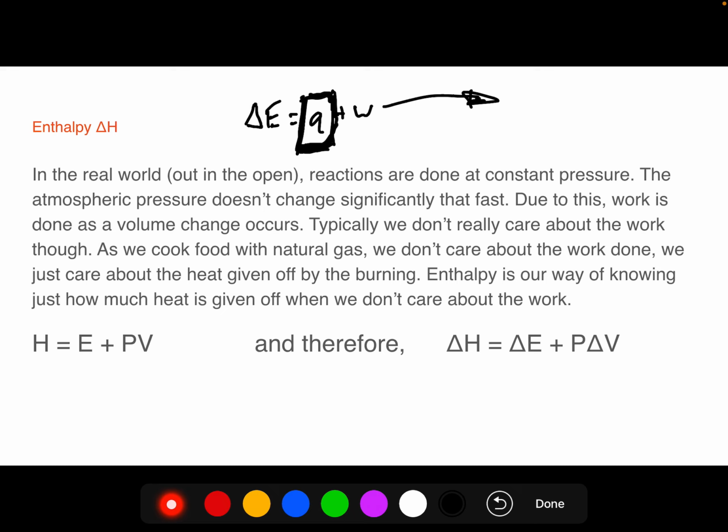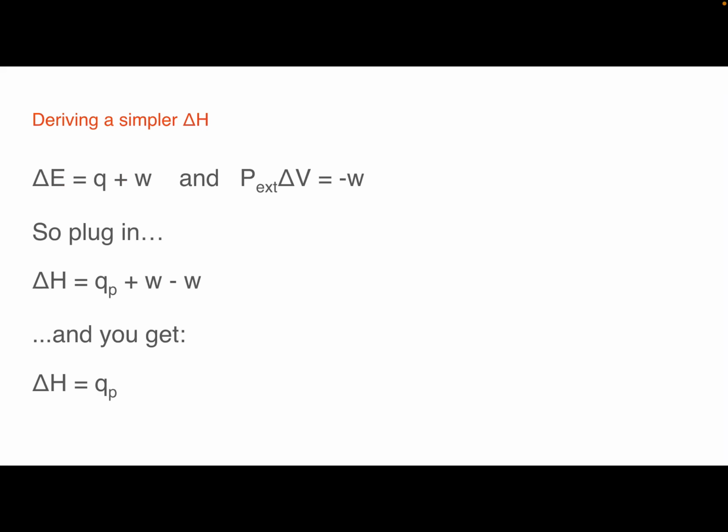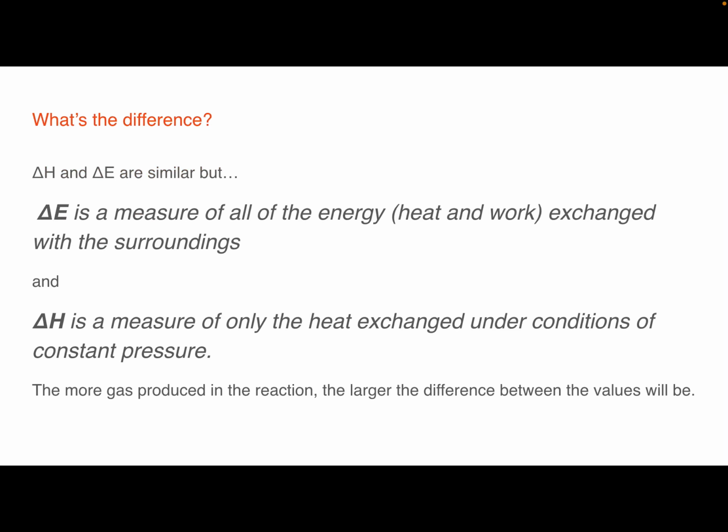So remember that work was negative P external times the change in volume. So basically what this equation is saying is that enthalpy is equal to the change in internal energy minus the work. So it'd be like rearranging this to say Q is equal to delta E minus W, because this right here is the opposite of W. So it's just the heat portion. Yeah. So what's the difference?